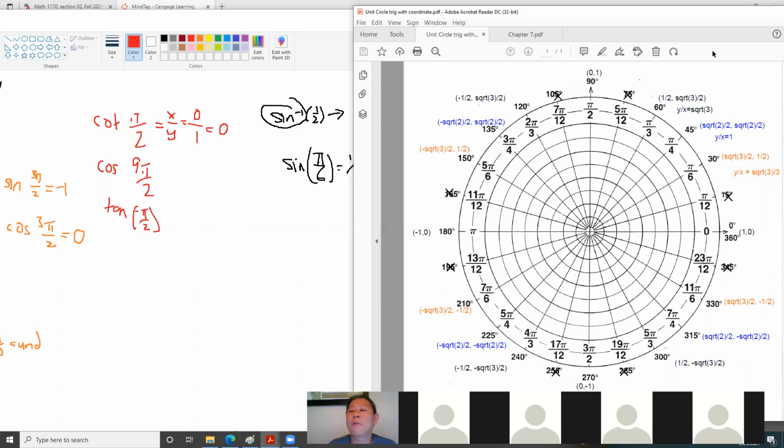Now we could talk about cosine 9 pi over 2. Do not forget, class, that your angle does not have to be just 1 revolution. It can go a lot of revolutions. So can someone tell me where 9 pi over 2 is? Because if you look at this, you won't see 9 pi over 2, because it goes more than 1 circle.